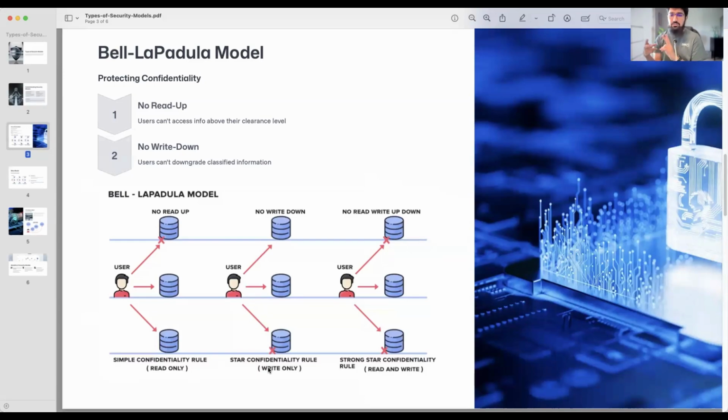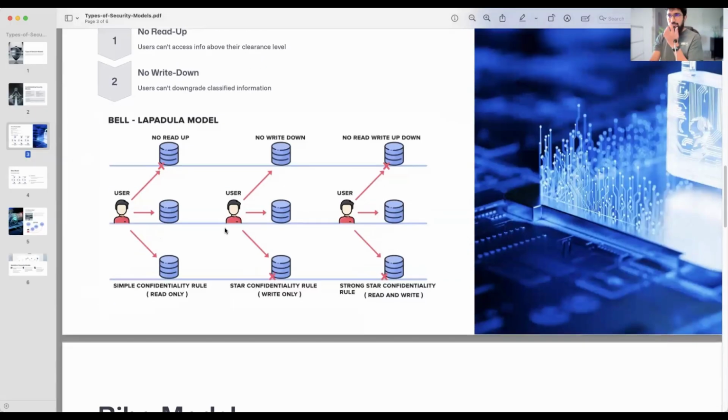Three rules: the simple confidentiality rule, the star confidentiality rule, and the strong star confidentiality rule. So two things that we have to always consider: no read up and no write down. That's our first model.